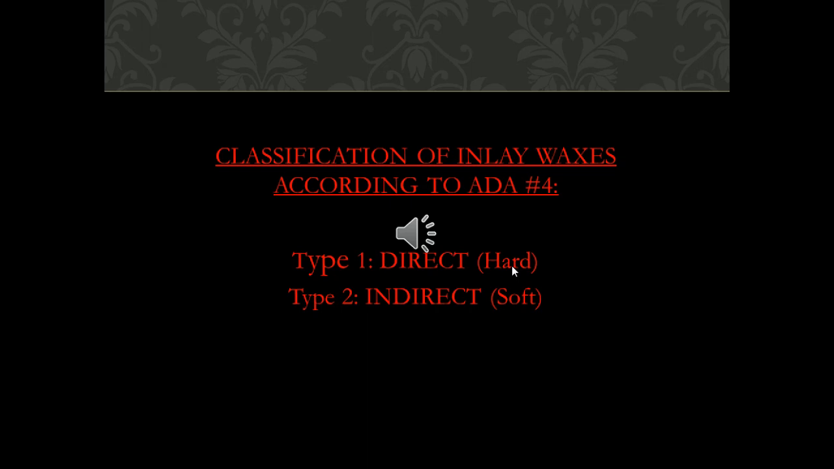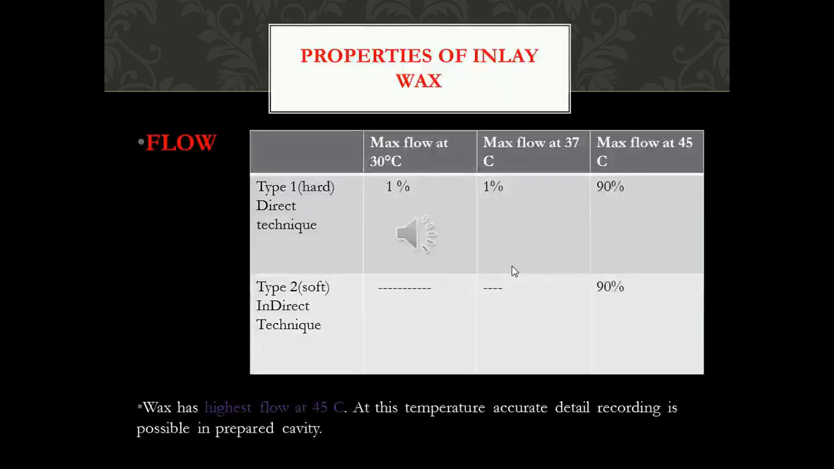Now, the classification of inlay wax is very important. There are two types. Type 1, which is hard, is used in the direct technique, or in the oral cavity. Type 2, which is soft, is used in the indirect technique in the lab. Now, let's look at the different properties of both type 1 and type 2, the flow properties in particular.